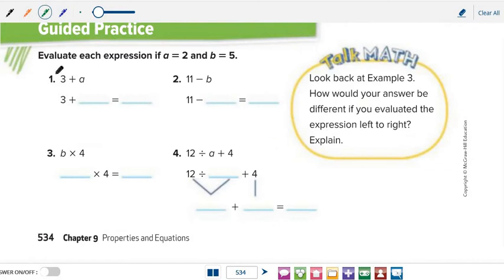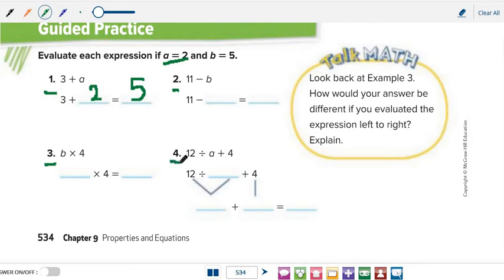Now let's solve question number 1. Evaluate each expression if a equals 2 and b equals 5. In this expression, we have 3 plus a. Let's replace a with its value. 3 plus a equals 2, so 3 plus 2 equals 5. So easy, right? Try to solve these two equations by yourself, grade 3.